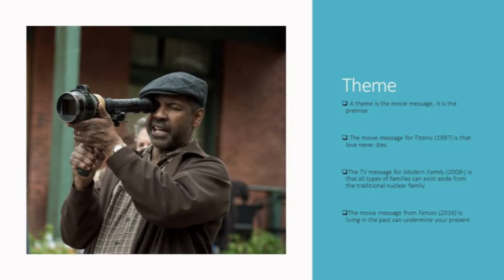Let's go back to that slide. And so the TV message for Modern Family is that all types of family can exist aside from the traditional nuclear family, right? That's kind of a theme there. The theme for Titanic could be that love never dies, right? Rose is, I believe, at the time of the movie, about 90 years old, and she still loves Leo DiCaprio, right? Love never dies. The movie message for Fences, as I said earlier, is that the past can undermine your present. And so you want to think about what you're trying to capture story-wise based on the theme. Let's move along.